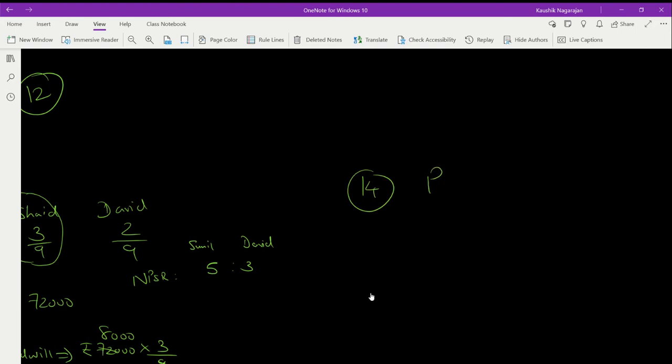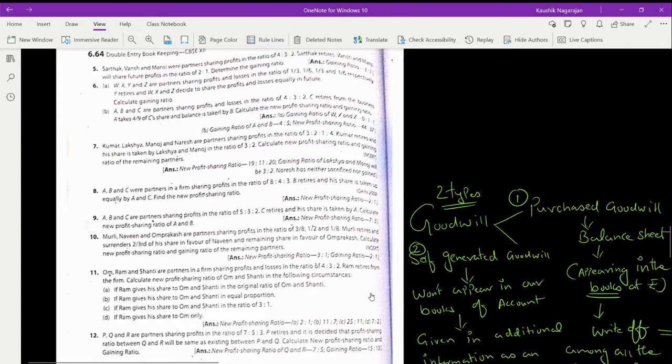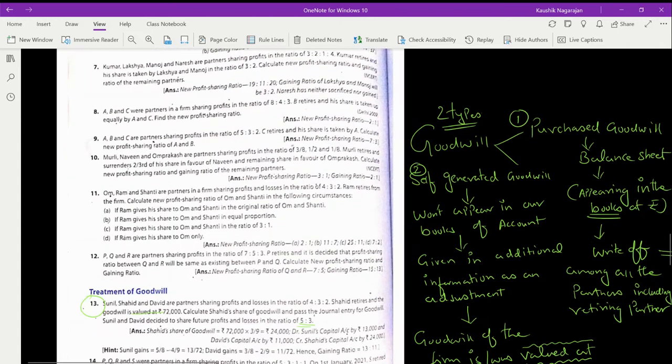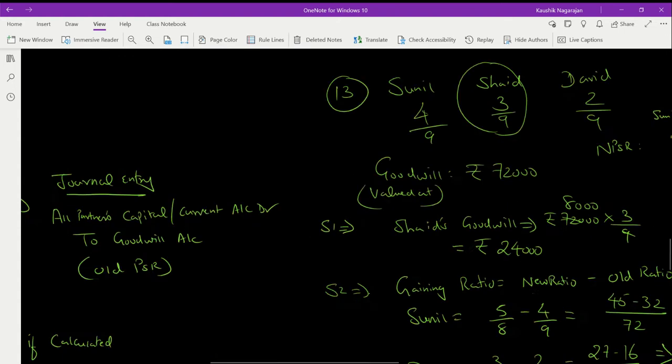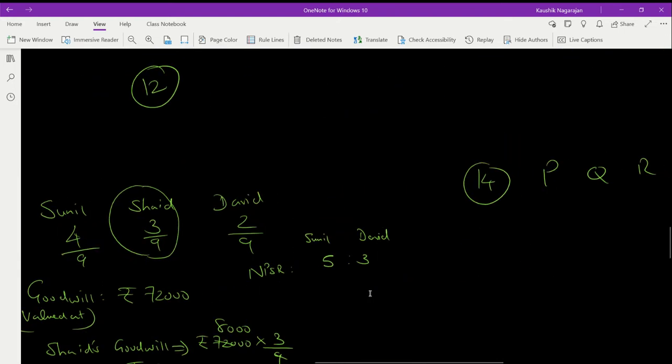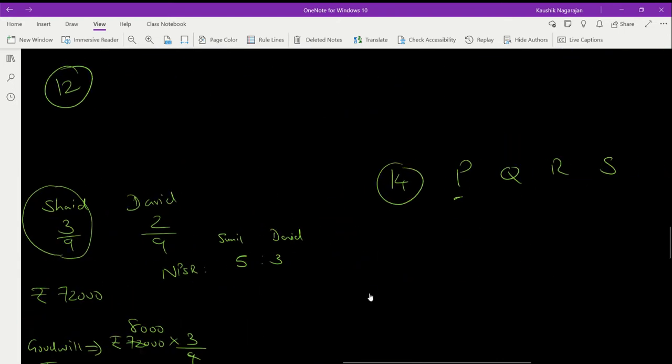In the question it was given P, Q, R, and S. There are four partners, and the profit sharing ratio between these partners is 5:3:1:1. Let me first record their profit sharing ratio. 5 plus 3 is 8, plus 1 is 9, plus 1 is 10. So written in fraction: 5 by 10, 3 by 10, 1 by 10, and here 1 by 10.